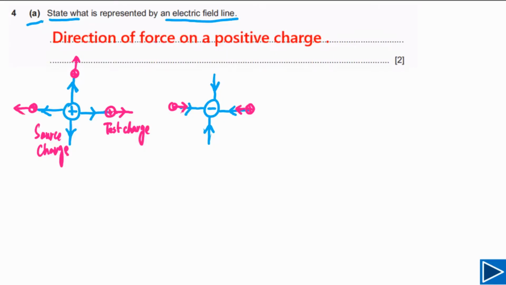So simply you can say electric field lines tell us the direction of force. So you will get 1 B mark. And if you have mentioned on a positive charge, you will get the second B mark. And there are 2 marks for this question.